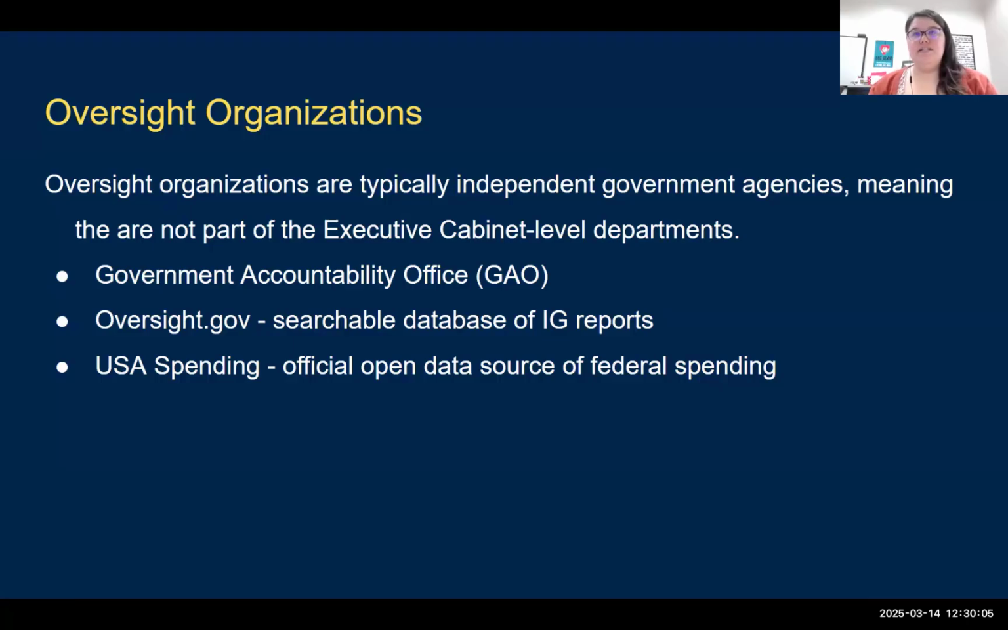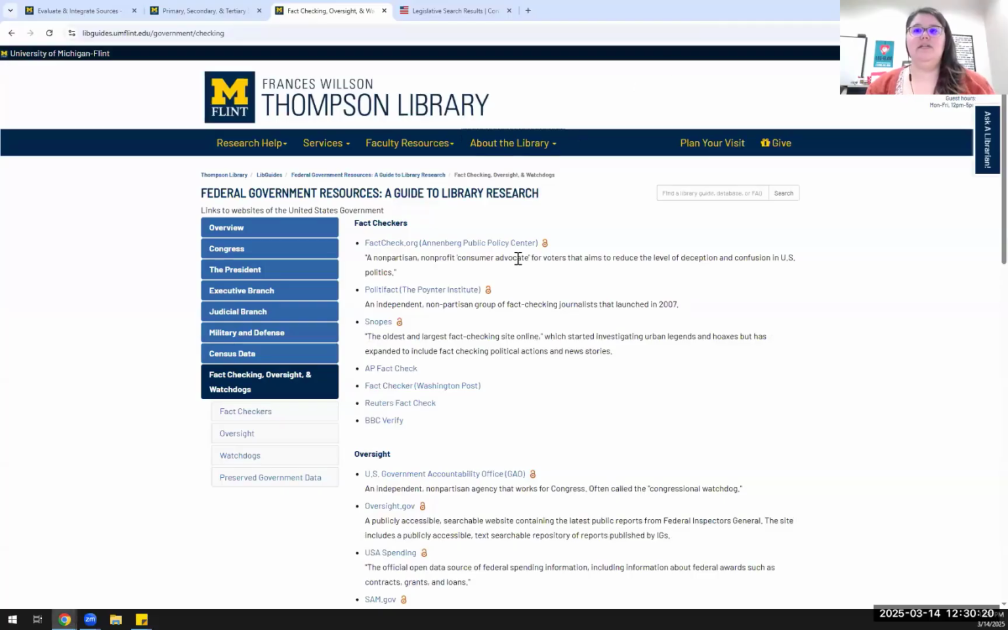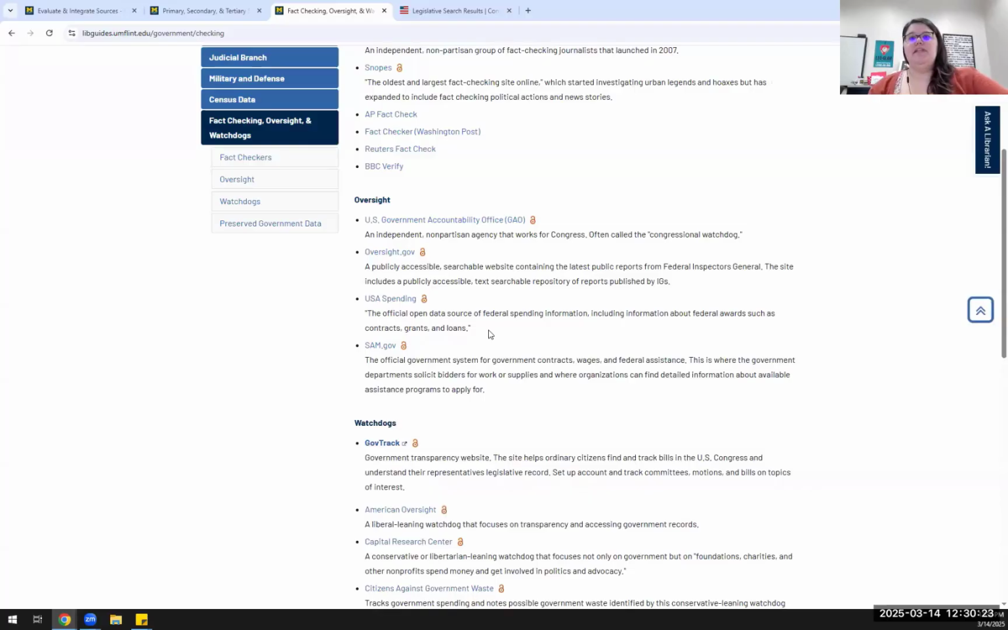Okay. You actually can see we have a searchable database of all of their reports at oversight.gov. And you can even see spending sources through usaspending.com. And there's other places that you can find information about government spending, particularly through sam.gov, which is the official system for government contracts, wages, and federal assistance. Not at a personal level, this is organizations and how this money is distributed, and what the government is trying to buy, basically. Okay, so again, this information has been out there. How difficult it is to look at and see, that's a whole other kind of issue.